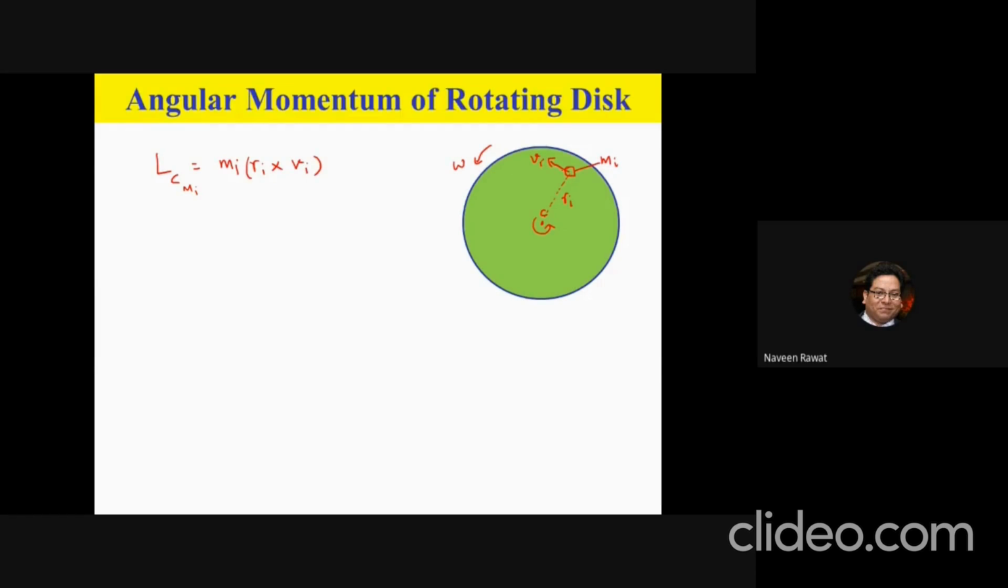Again, for any point that I'm considering from the center, the angle is 90 degrees. So if I look at the magnitude of this term, I will simply get Mi times Ri times Vi, because the sine of 90 will be 1. But again, I know that Vi is given by omega times Ri. So then my angular momentum for the small mass element will be Mi times omega times Ri squared.